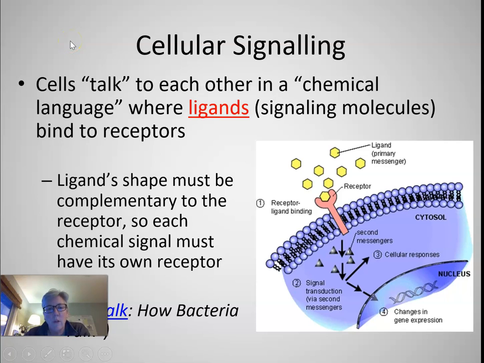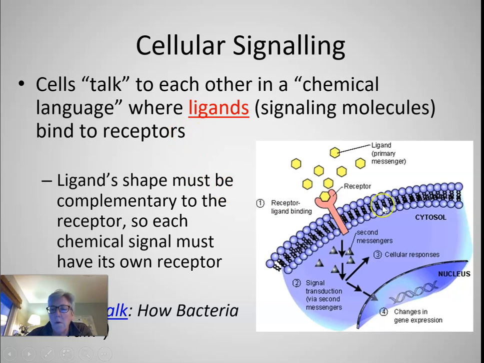cells can actually sort of talk to each other using chemical signals called ligands. Ligand is a word that means a signaling molecule. Okay, so the basic idea is that there are signaling molecules which will bind to receptors, and then that signal will get sent into the cell and things will happen.